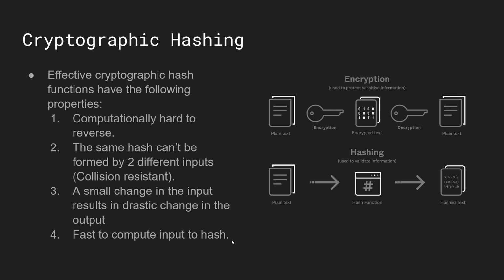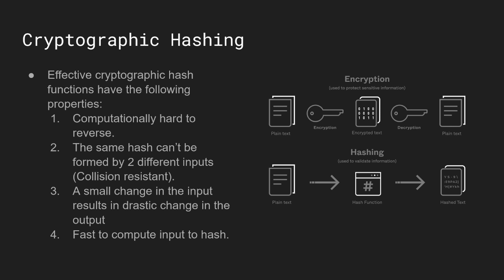Effective cryptographic hash functions have the following properties. They're computationally hard, if not impossible, to reverse. You cannot generate the same hash by two different inputs. So, like we looked at in the previous example, we don't want two inputs mapping to the same hash. The reason why we don't want that to happen is because if you set your password to one value and it turns into a hash, and someone is able to make a completely different password that matches that hash, essentially they're able to get that password without knowing that password, if that makes any sense.